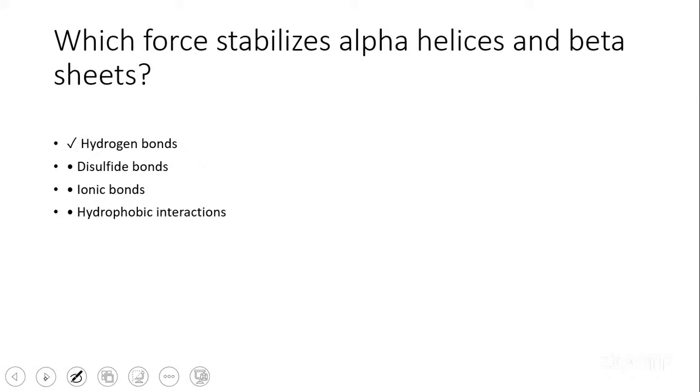We usually define secondary structure as interaction between amino acids, four residues apart. Interaction between amino acids four residues apart, and that interaction is hydrogen bond interaction.